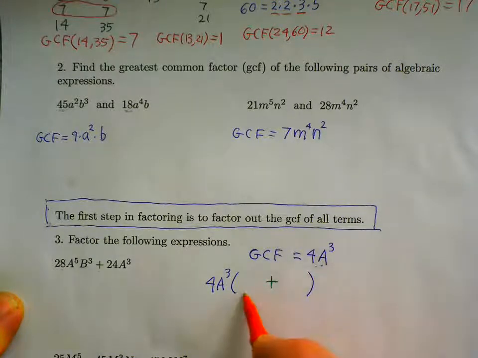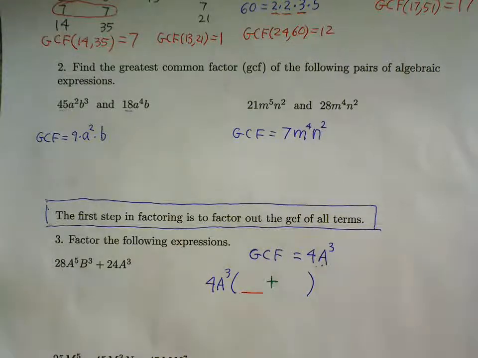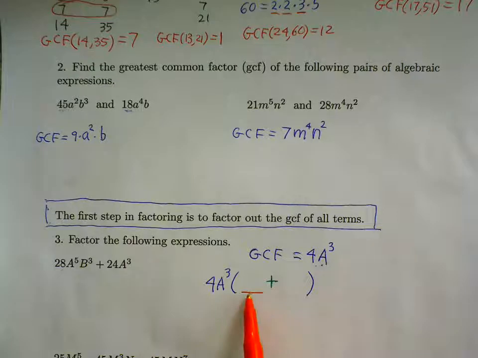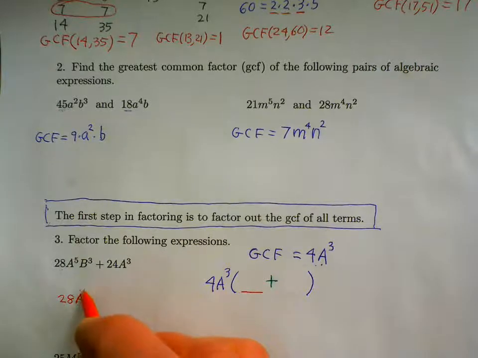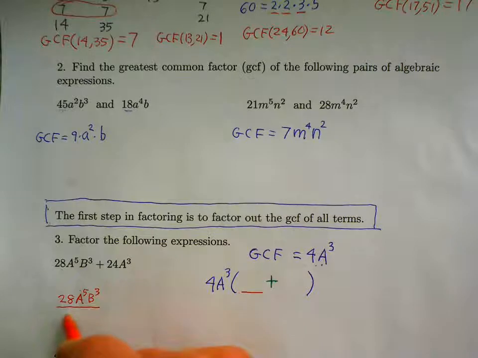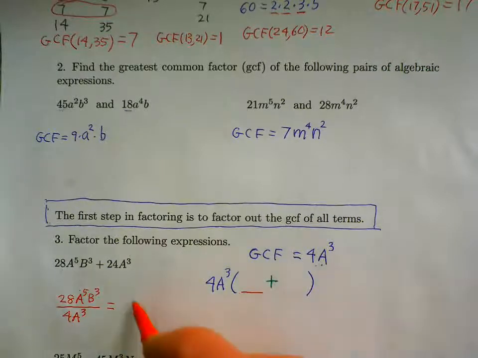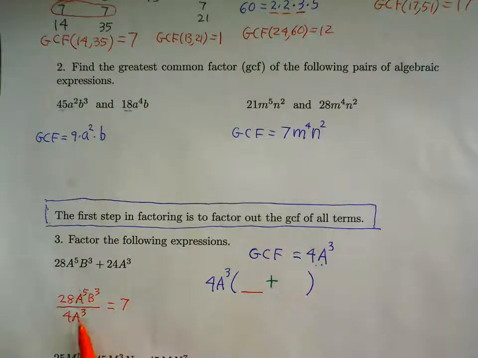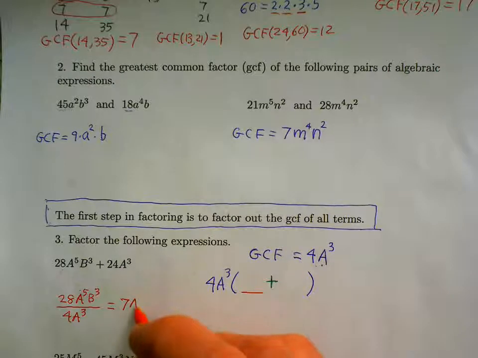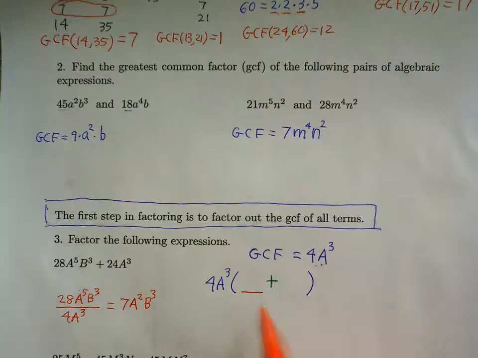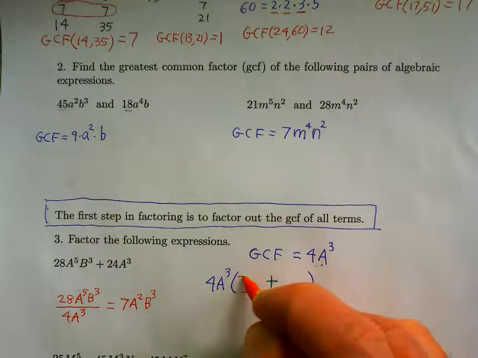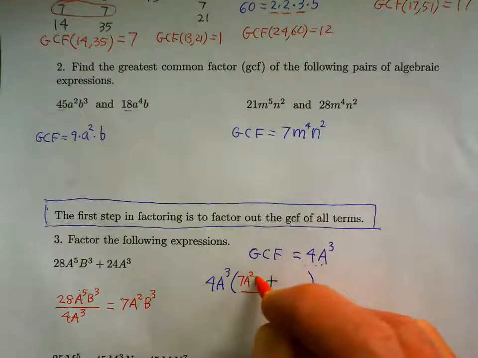And how do we know what term goes on the left? We can determine that if we divide 28a to the 5th b to the 3rd by 4a to the 3rd. So 28 divided by 4 is 7. A to the 5th divided by a to the 3rd is a to the 2nd. And then we still have b to the 3rd. So the first term inside the parentheses is 7a to the 2nd b to the 3rd.